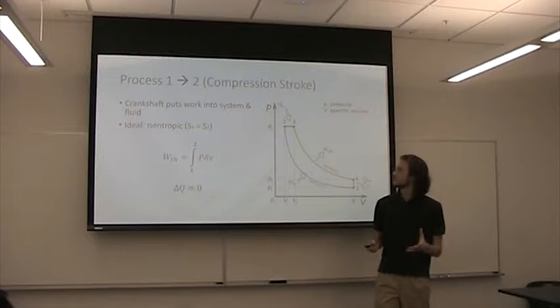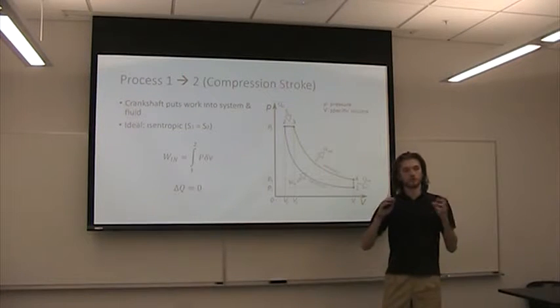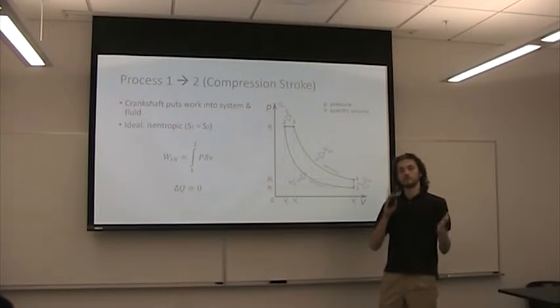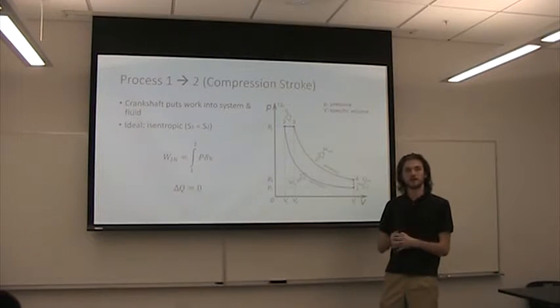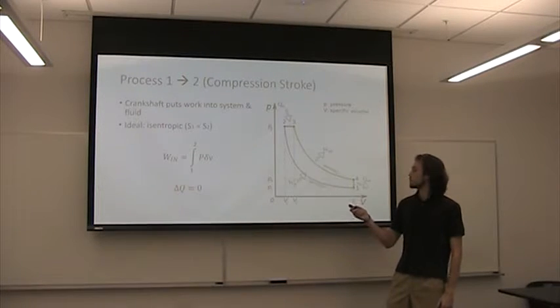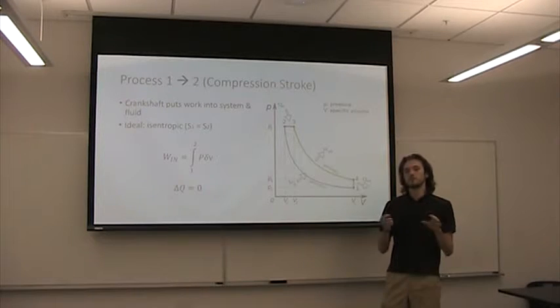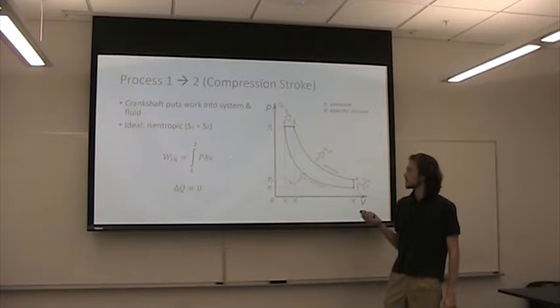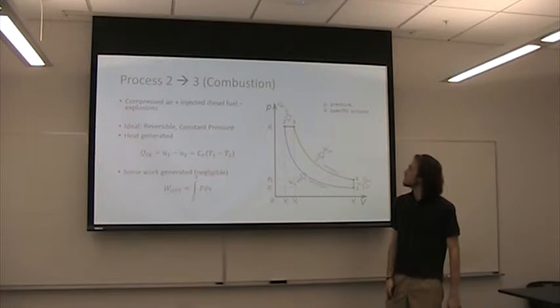The compression happens by the crankshaft putting energy into the system. So you have to put the work in order to compress the air to get work out. And here is the work when you simplify the steady state energy equation, this is how you get the work. And we also assume isentropic.